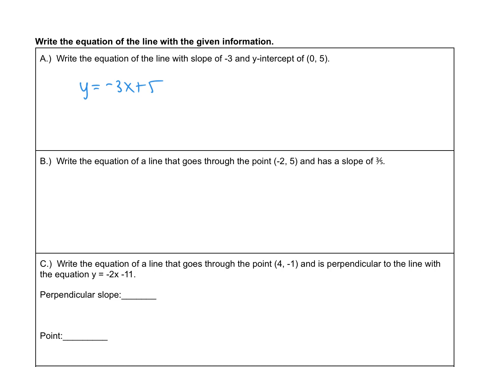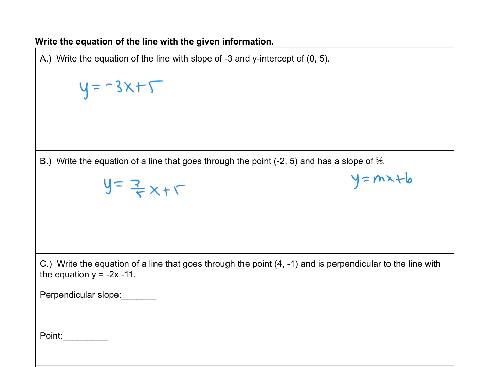B, the equation of a line that goes through the point (-2, 5) and has a slope of 3/5. Marin? y equals 3/5x plus 5. So very close. Is that 5 the y-intercept? I thought so. The y-intercept will be (0, some number). So you're close. What's the other form of a line? So we have y equals mx plus b. What's the other one?